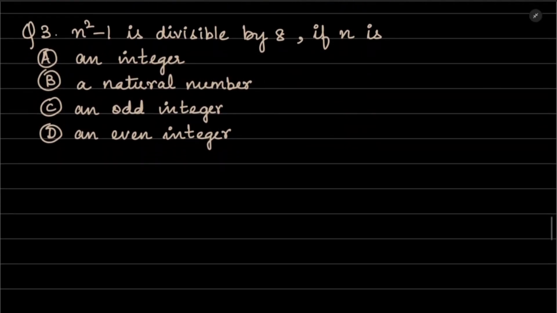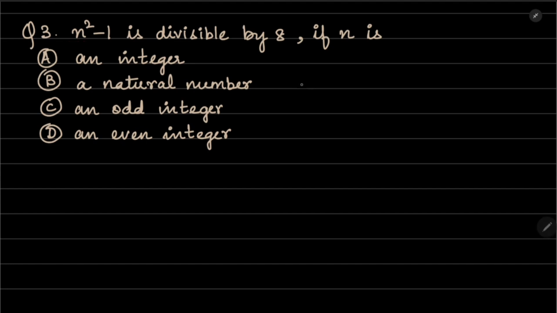Let's move on to the third question. The question is, n square minus 1 is divisible by 8 if n is an integer, or a natural number, or an odd number, or an even number. Now n square minus 1, we have to check if it is divisible by 8. Let us try with different values of n and see.